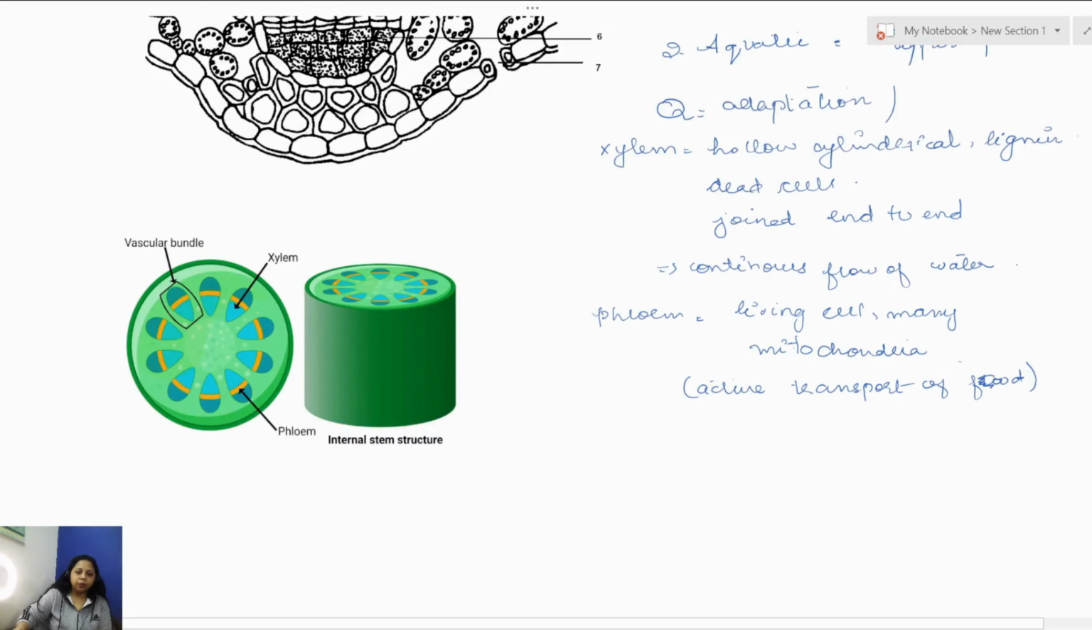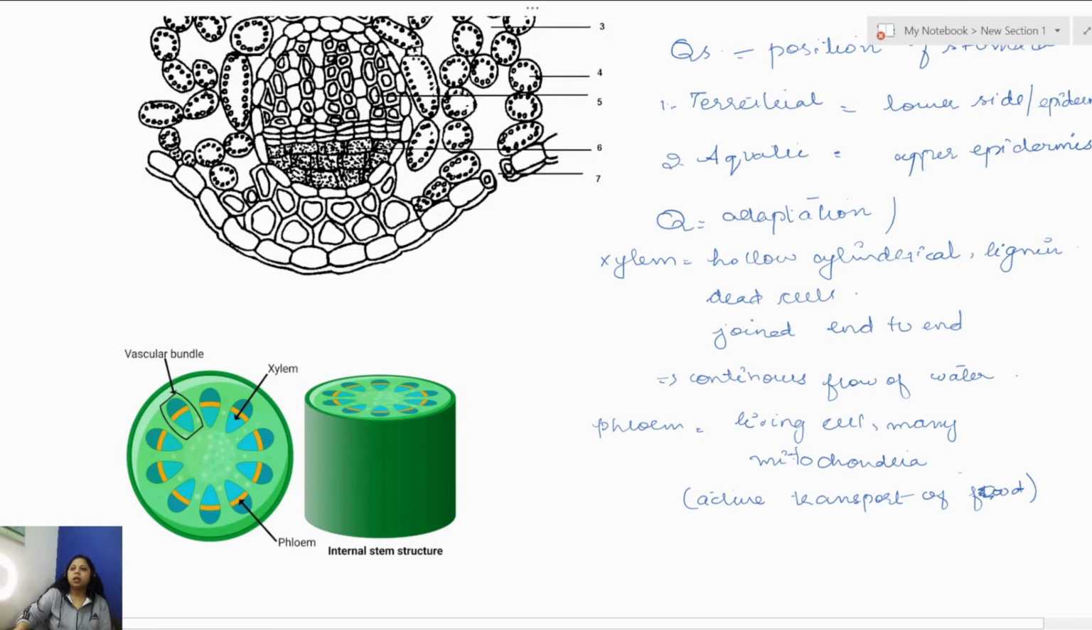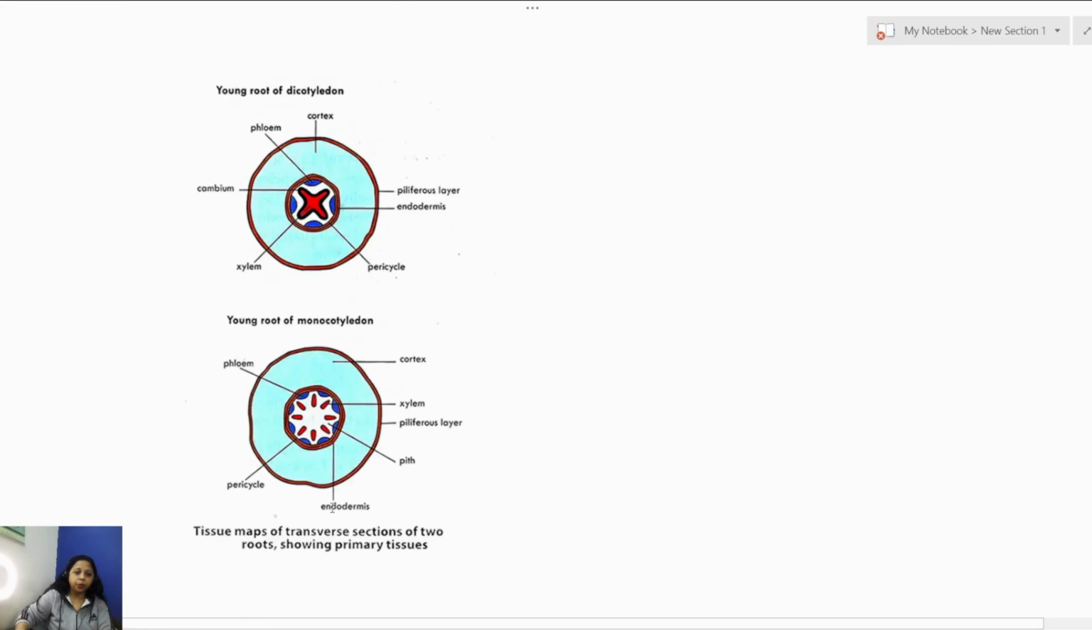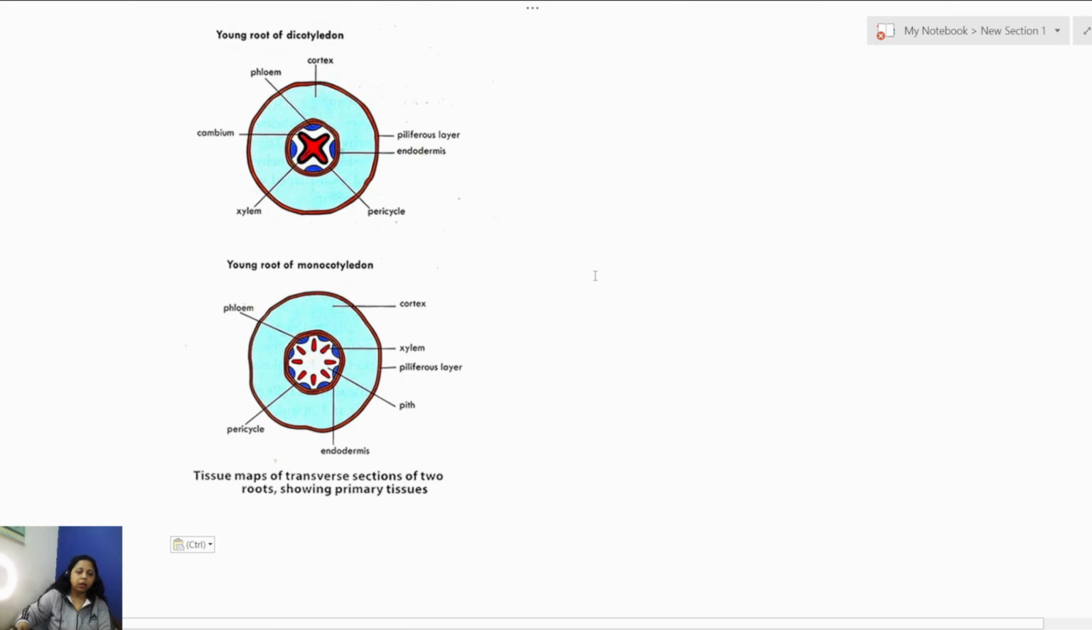We have discussed xylem flowing. Okay, then there is root. There is the structure of root. You should know the structure because it was in the past paper. I don't think they're going to give this question again, but it was related to this. The diagrams look like this. The internal structure of root: the diagram is like this. One is for the dicotyledon, the other is for the monocotyledon.